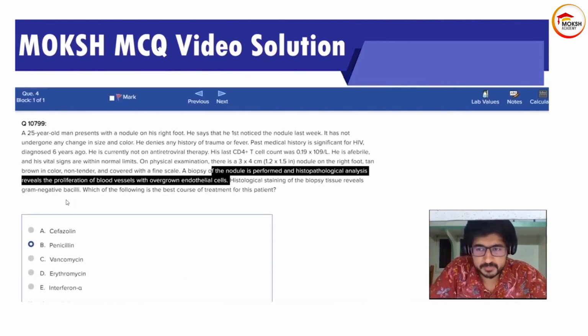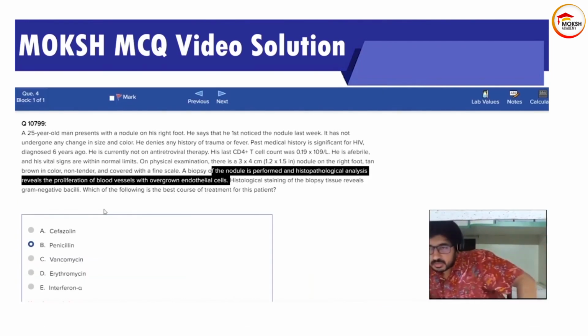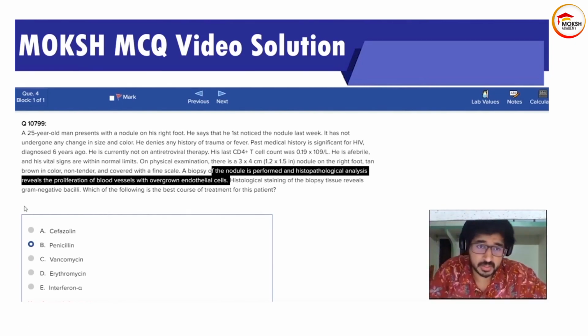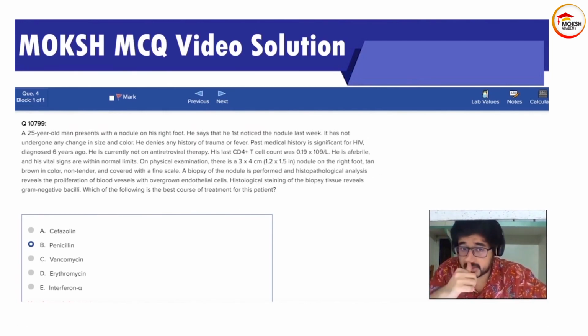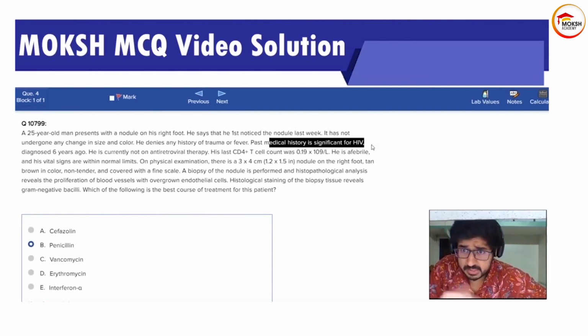This is basically bacillary angiomatosis, which is caused by Bartonella. Bartonella is a gram-negative bacilli which causes bacillary angiomatosis. It is very common in HIV patients, that is, immunocompromised patients.